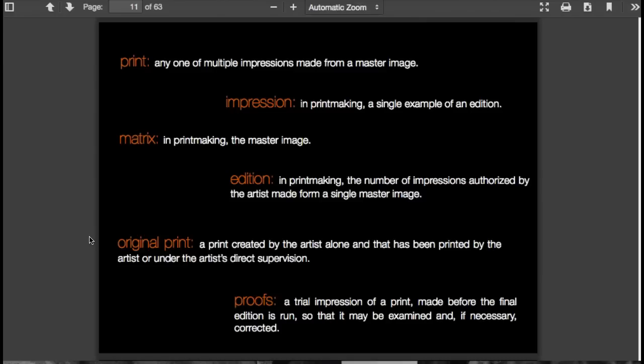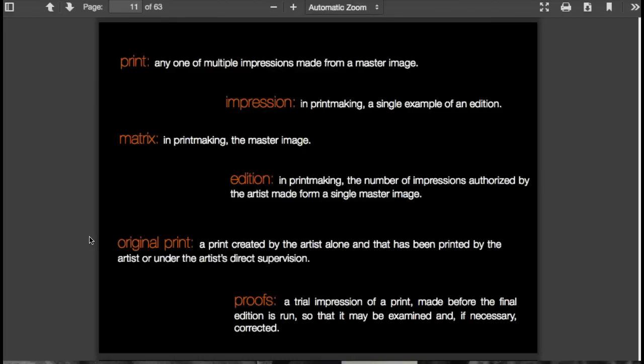So I'm trying to build this up for you. And then we have this concept of an edition. So in printmaking, this is the number of impressions that are authorized by the artist from a single master image. So say the artist authorized 100 prints or 100 impressions to be made in a series or edition, right? That's where we get that term edition.